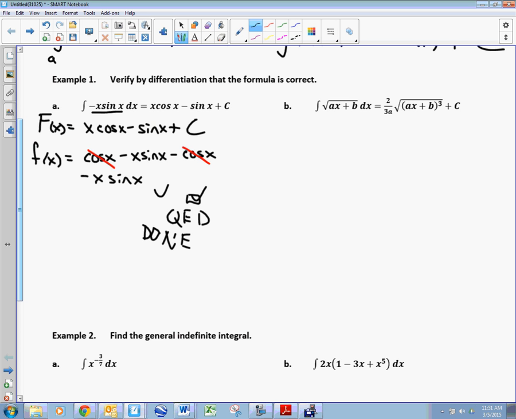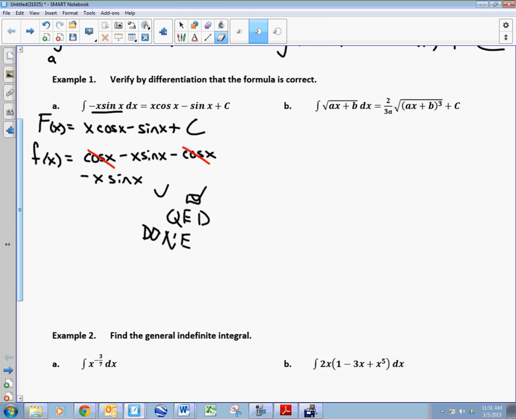Well, they're saying that this is the antiderivative. To say that it's the antiderivative, I call it big F. Then when you take the derivative, you get the original function, f. Or f and f prime, notation-wise, would be the same.